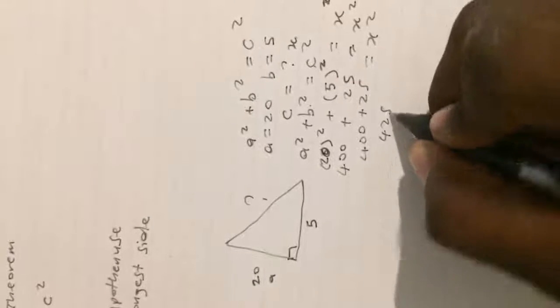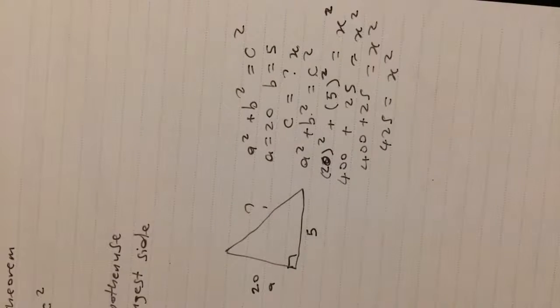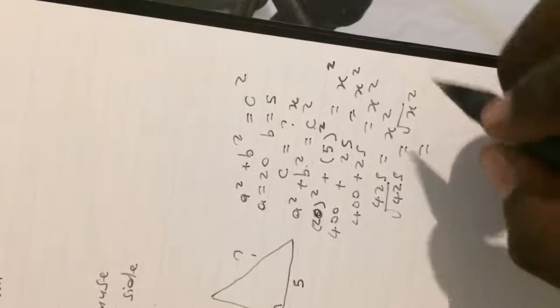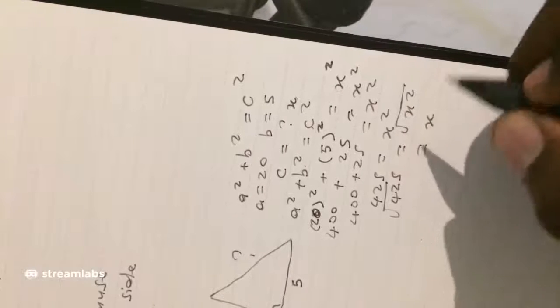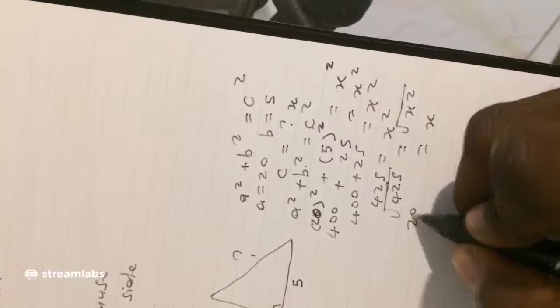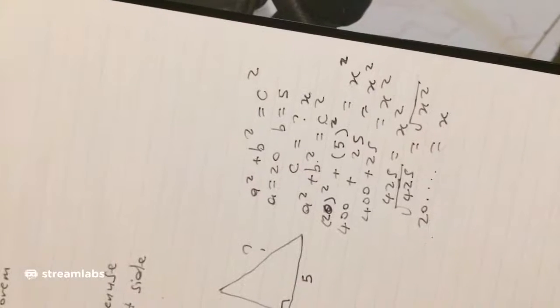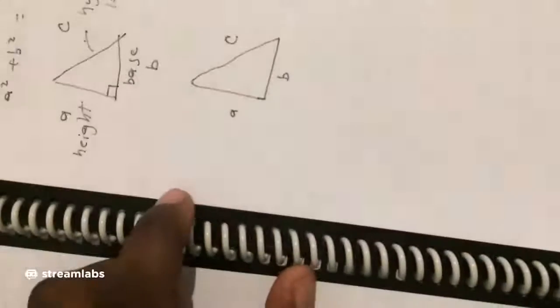Then we're going to add it. So 425 is equal to X squared. But we don't want X squared, we want X. So we have to find the square root of both sides. So the square root of 425 is equal to the square root of X squared. And we know the square root of X squared is just X, which is what we want. That's why we found the square root of X squared. And the square root of 425 is 20 point something. I don't have my calculator with me, but it's 20 point something.